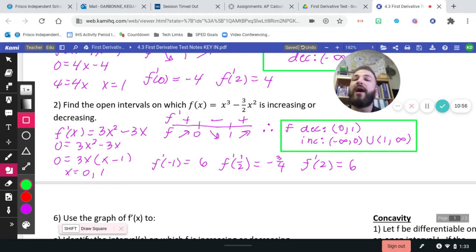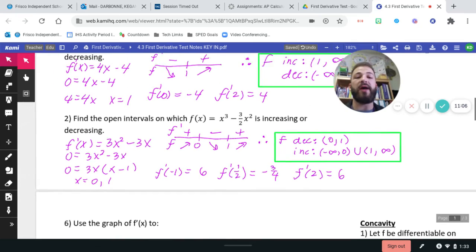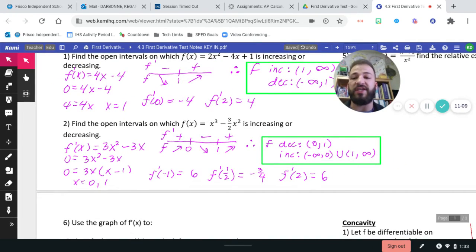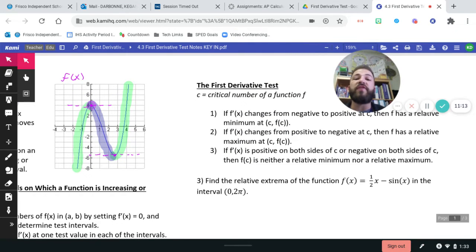Okay, so now let's take it up a notch because we can find increasing and decreasing intervals, but there's another piece of information we can actually tell from the same work we've already done. So no extra work, okay, but we can glean another piece of information from this. So we can use the first derivative test to tell if the critical numbers that we find are going to be relative maximums or relative minimums.